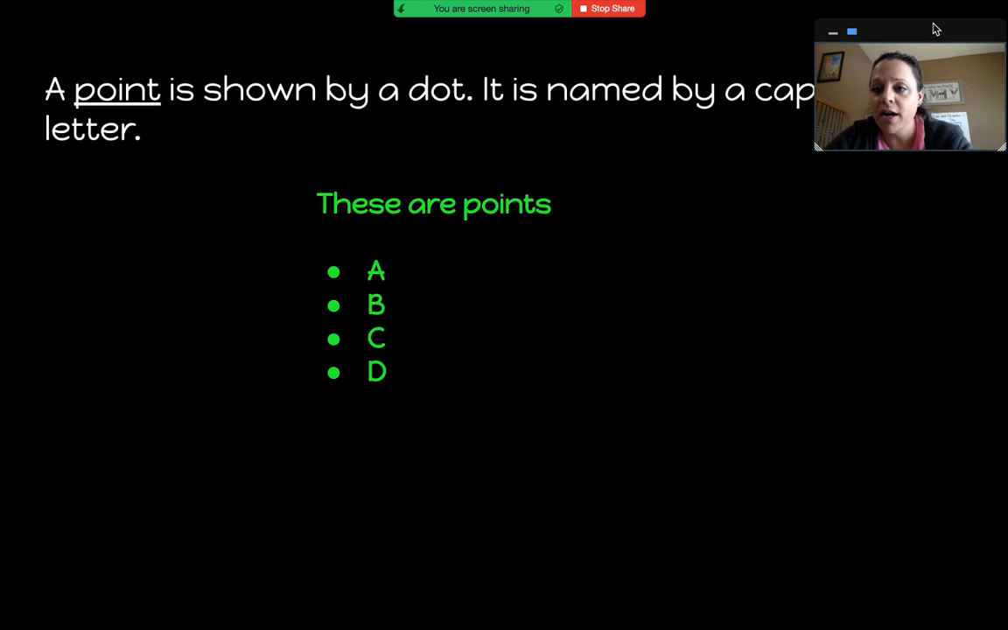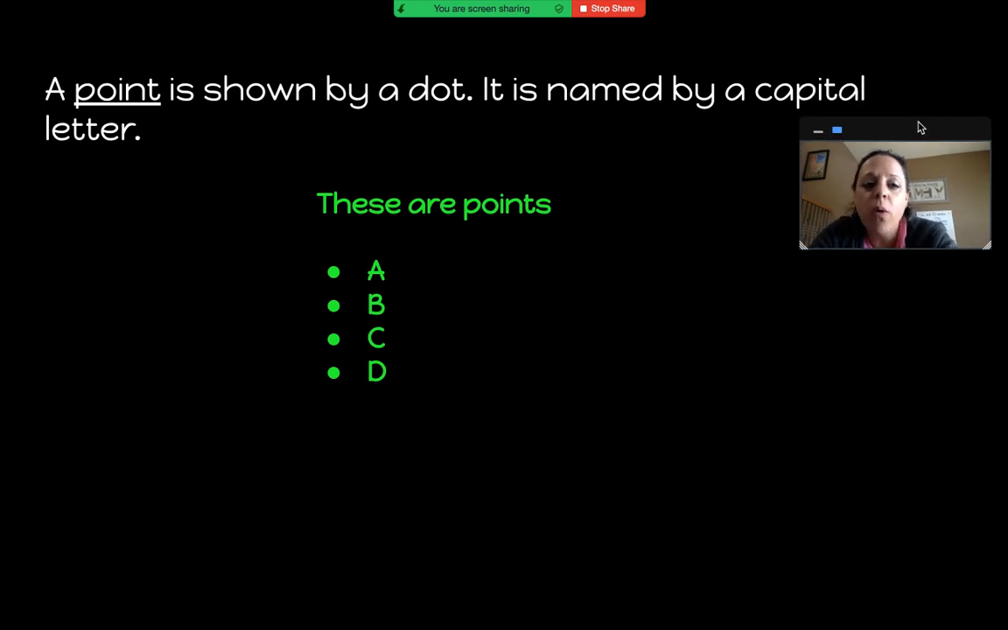Okay, so we're going to start out with points. So a point is shown by a dot, and it is named by a capital letter. These are all points. So we have a dot right here, so that's point A, point B, point C, point D, and they are all capital letters.